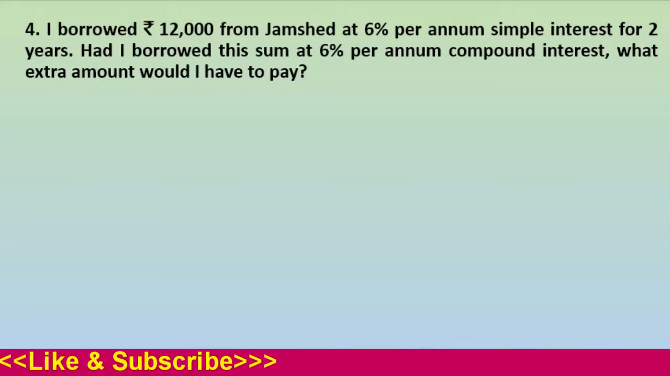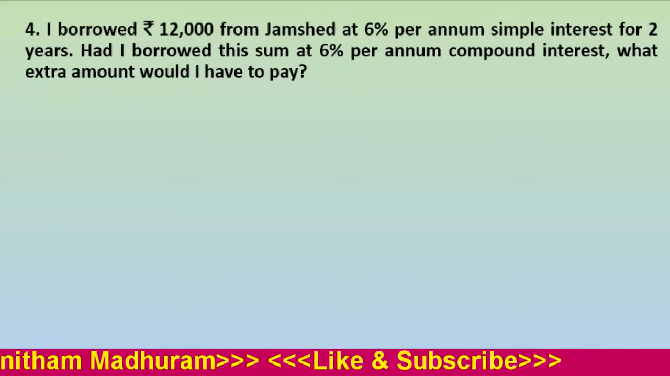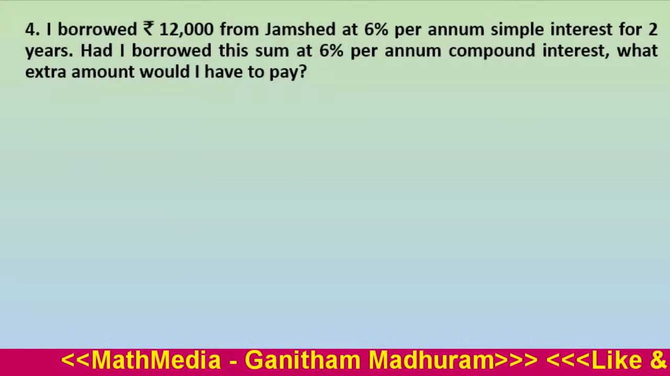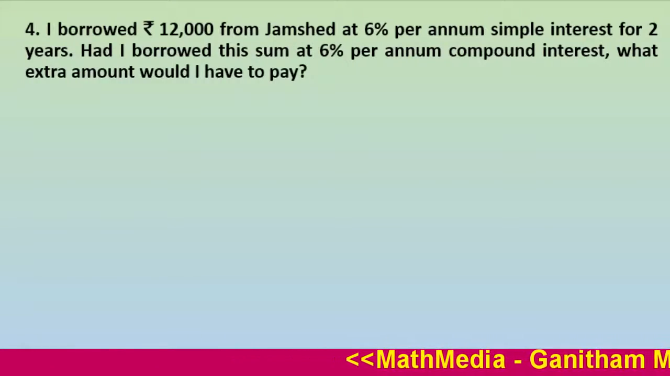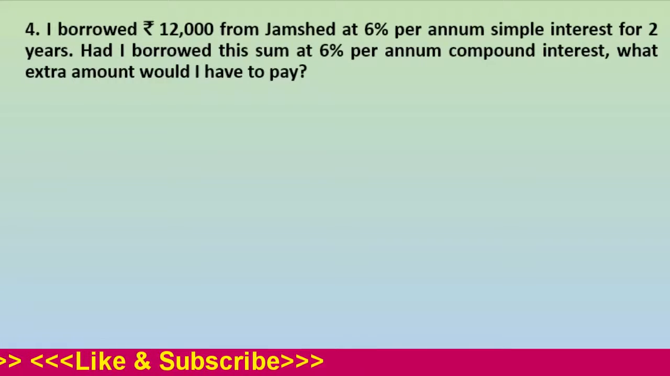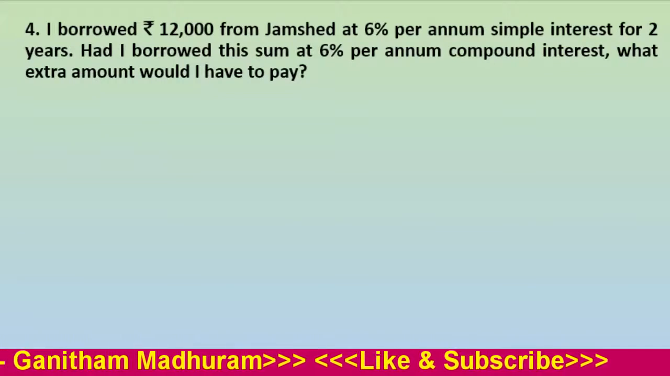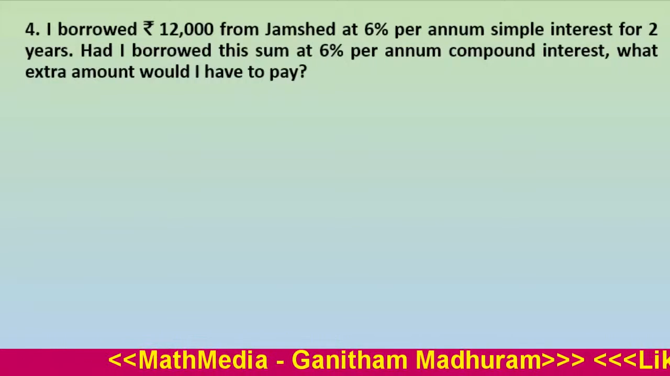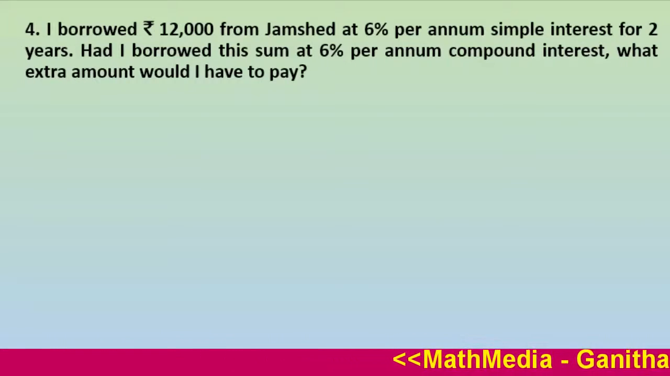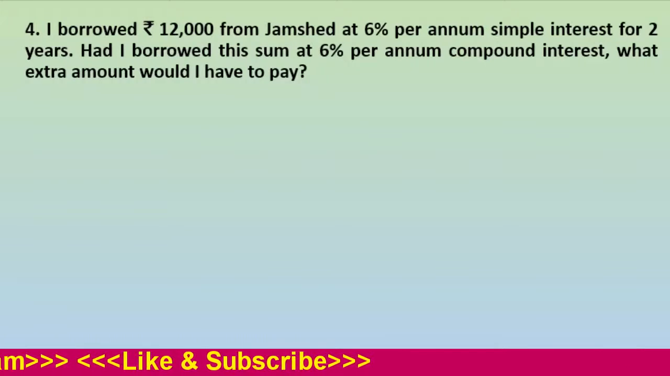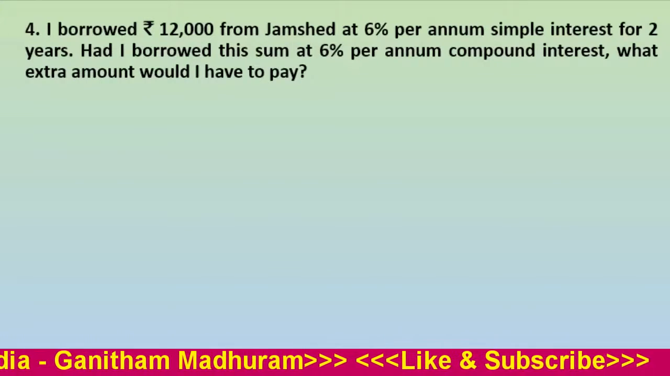So first we have to calculate the simple interest for this amount. Then we can find the compound interest for the same. Definitely the compound interest will be more than simple interest. Then you can find the difference, that will be the extra amount you have to pay. So we can go to our question.